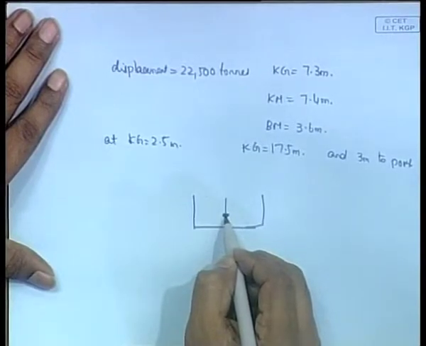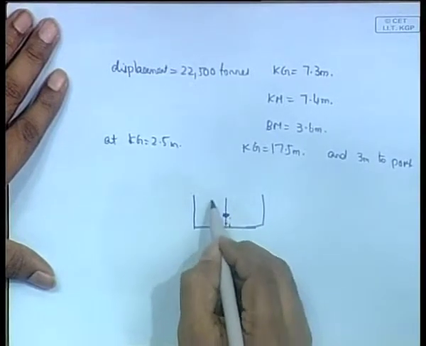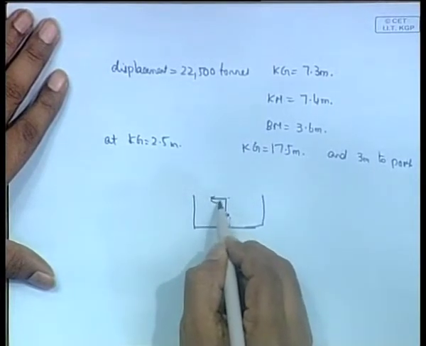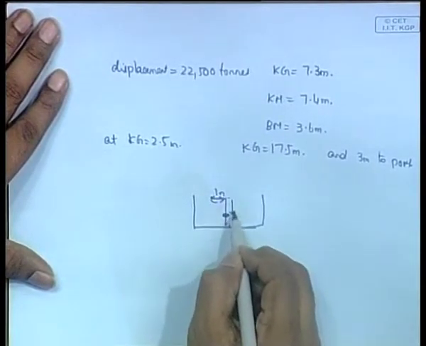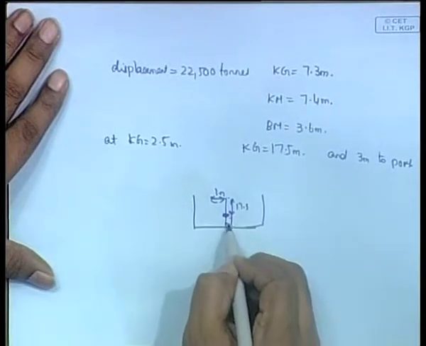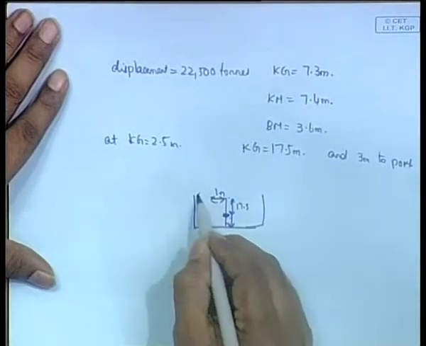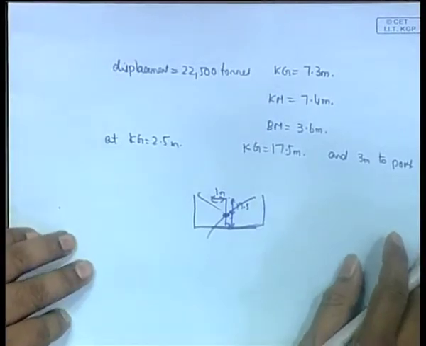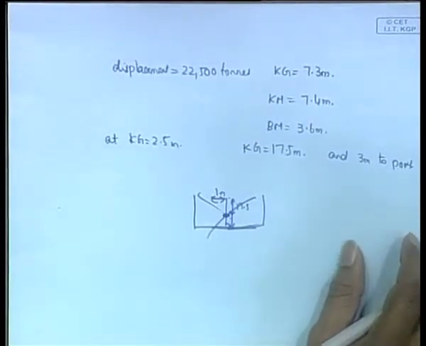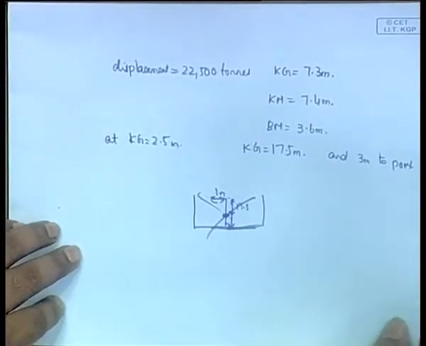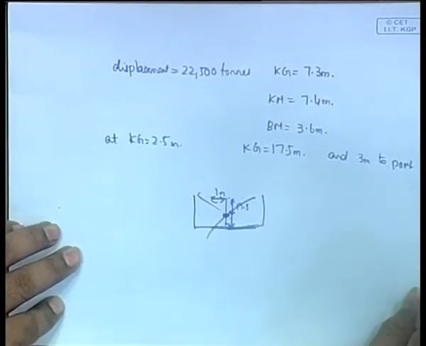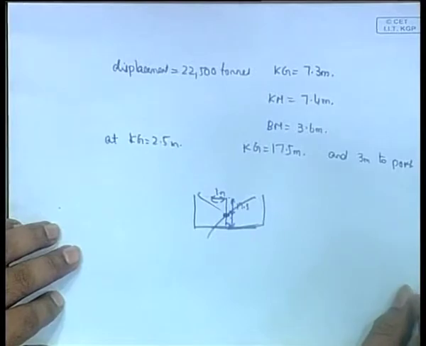It is lifted from 2.5 meter height to some 17.5 meter height, to the port side 3 meter. So, 3 meter like this, to 17.5 meter up there, it was initially at 2.5 meter, that is the problem. And so, you are asked to find the list because of this.